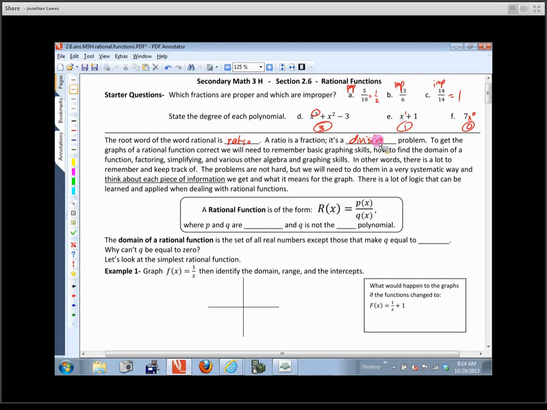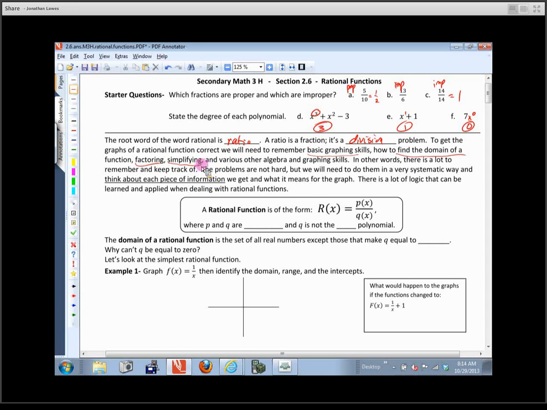We're going to be graphing rational functions, and in order to do that, we're going to have to remember a lot of different things, like basic graphing skills, how to find the domain of a function. We're going to be doing a bunch of factoring, so that's not going to go away, and I mentioned that when we reviewed that in the prerequisite chapter.